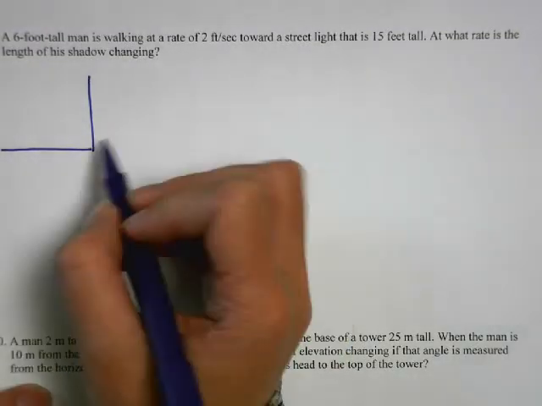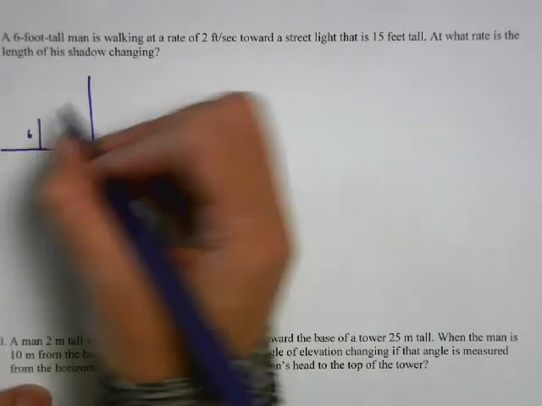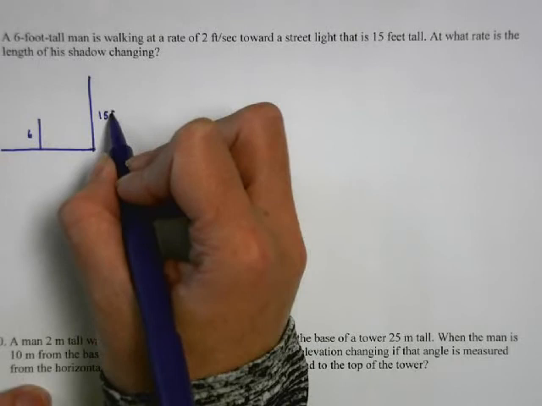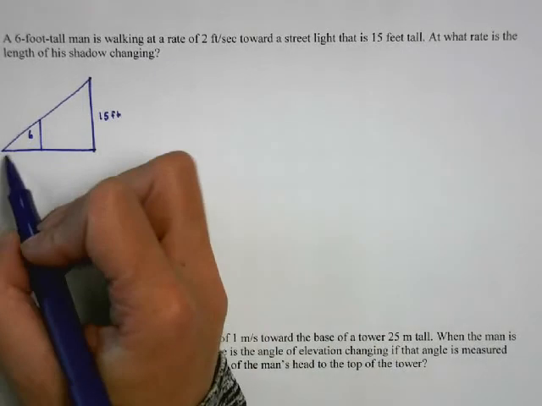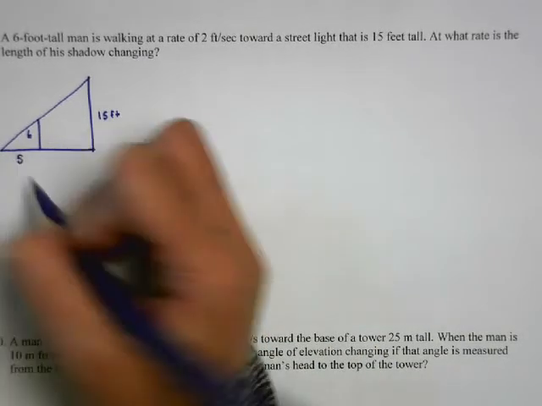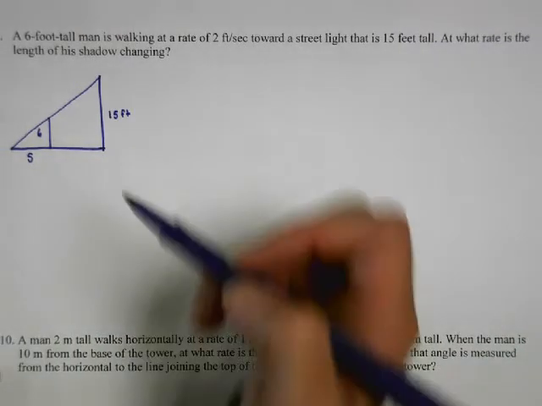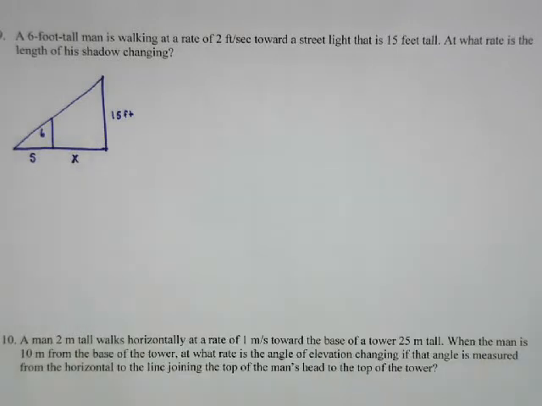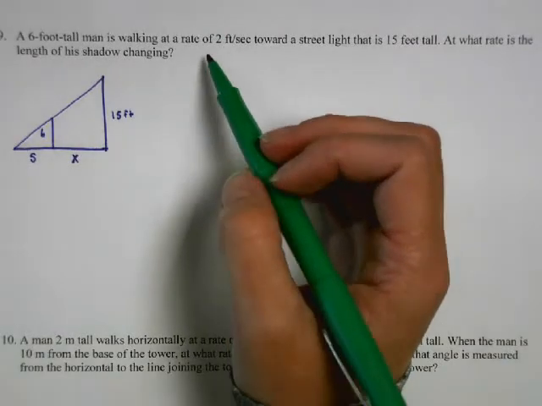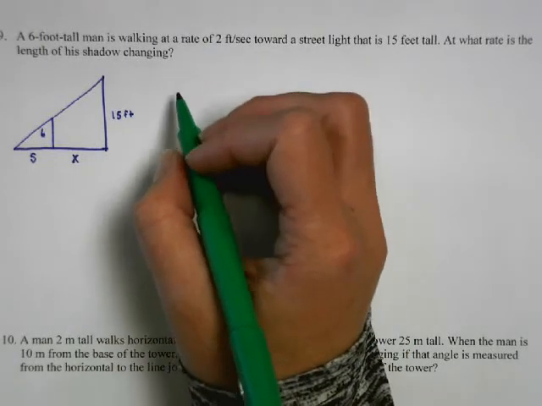Okay, so we've got a 6-foot tall man, a 15-foot tall light, and it's going to shine the light here, and this is going to be the length of the shadow. So I'm going to call this S. If you want to use a better variable than S, then by all means do it. Okay, so he's walking away. So this distance here, I'm going to call X. What we are told is the rate he is walking towards the street light. So he's going this direction. I'm going to call that dx/dt. The distance from here to here is changing.